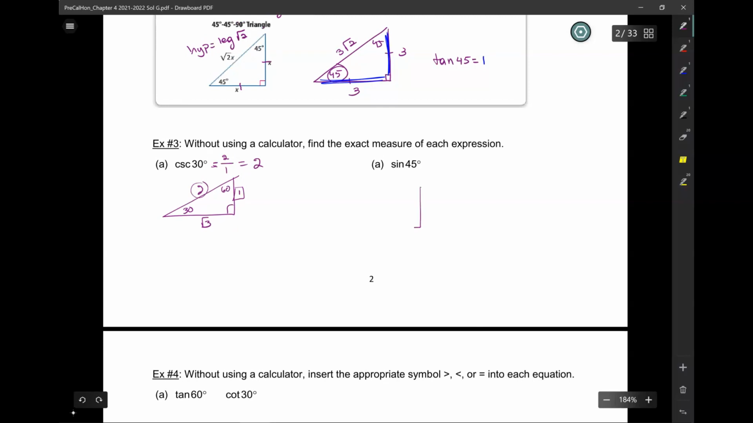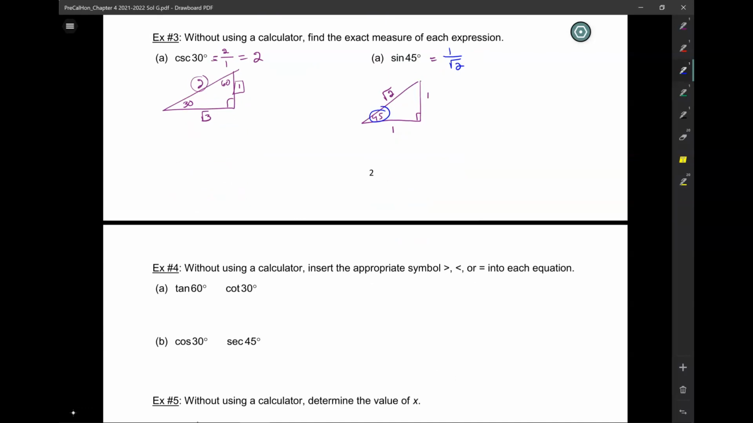Sine of 45. Now we draw a 45, 45, 90. And again, my go-to is always 1s for the small sides, and then 1 times root 2. So what's the sine of 45 then? 1 over root 2. And the cosine would also have to be 1 over root 2. Okay.